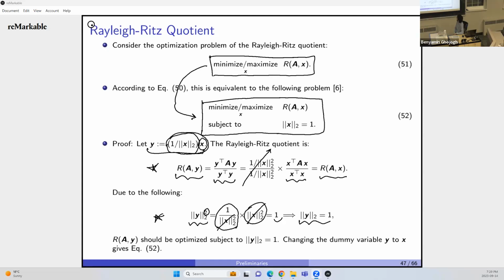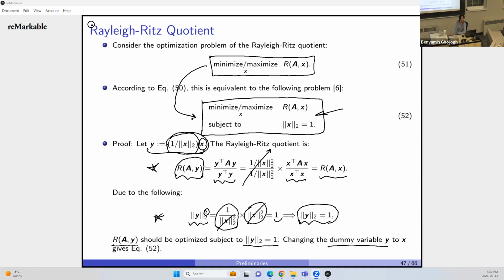Now, as you see, consider minimization or maximization of the Rayleigh-Ritz quotient of Y, subject to this, right? Now just change the name of the variable to X again. You will end up with this. So this Rayleigh-Ritz quotient should be optimized subject to this. Did you see where the constraint came from? It's because of the definition of Y, right? Now I change it back. Change the variable. This is a dummy variable.